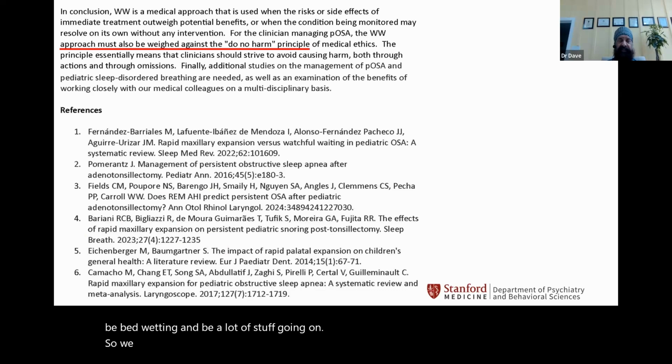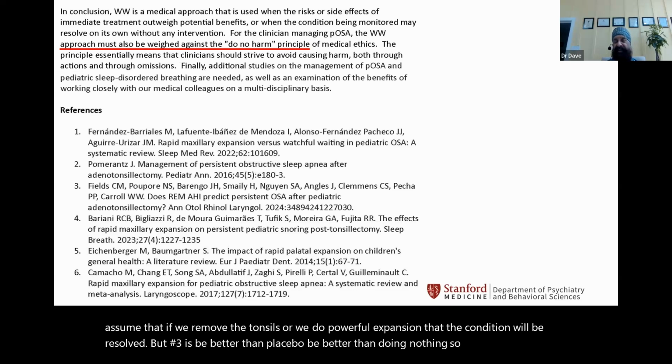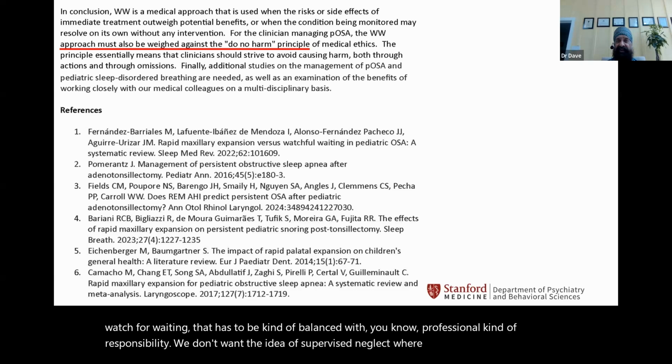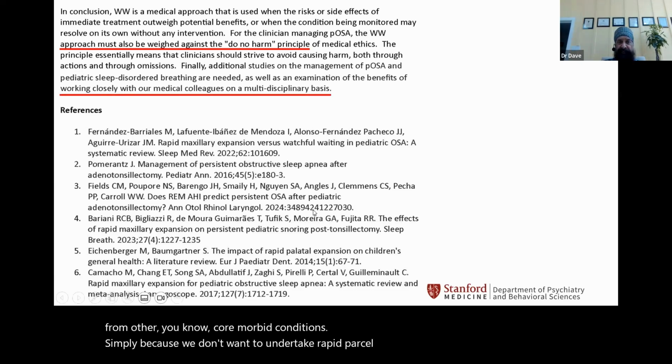So we have to use first principles. Number one is do no harm. Number two is make no assumptions. Don't assume that if we remove the tonsils or we do palatal expansion, that the condition will be resolved. Number three is be better than placebo, be better than doing nothing. If we're going to do watchful waiting, that has to be balanced with professional responsibility. We don't want supervised neglect, where these children are suffering from other comorbid conditions simply because we don't want to undertake rapid palatal expansion in these children.